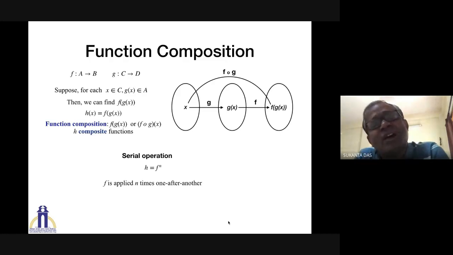Now, why do we need a function? A function does something, right? It takes some input and gives some output. It does some operation. It performs some task, right? That task is performed here sequentially, one after another.